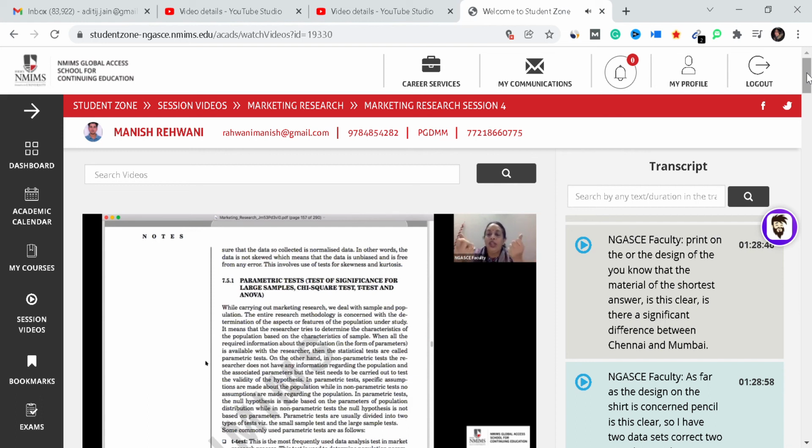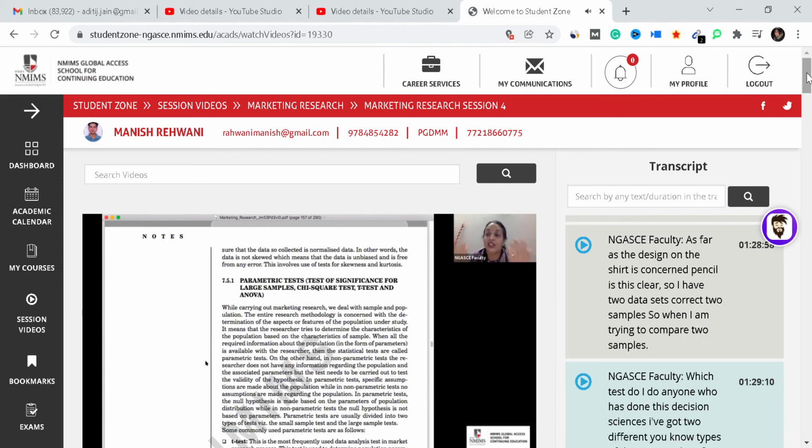So I have 2 data sets, correct? 2 samples. So when I am trying to compare 2 samples, which test do I do? Anyone who has done decision sciences? I've got 2 different groups of data or samples of data. I am trying to see whether these samples are significantly different from each other or they are not.